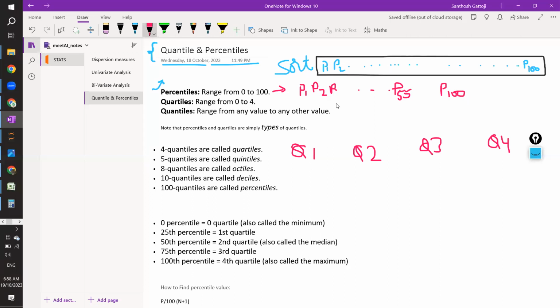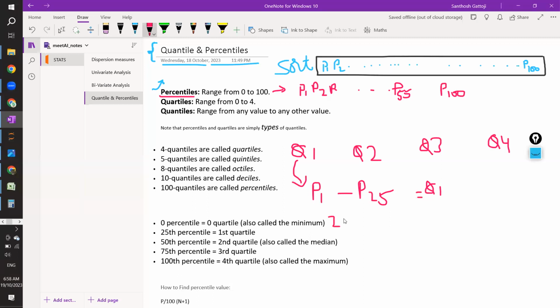Ultimately any data can be divided into only 100 percentages, because a percentage greater than 100 will not make any sense. 100% is the maximum. So if you consider each one percentage as one unit, those are called percentiles. But if you consider 25 at a time, that means percentile 1 to percentile 25, this is called quartile 1. That's it.